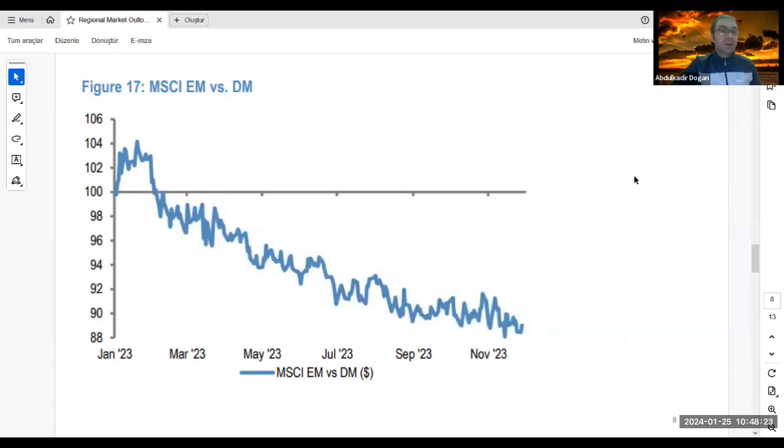What is the problem here? If the interest rate is increasing, lots of capital flows out of emerging market economies and goes to the developed market economies because they are less risky. Fixed income is less risky, equity is less risky, and those countries are less risky compared to the emerging market economies. So what should happen to make this index go upward?